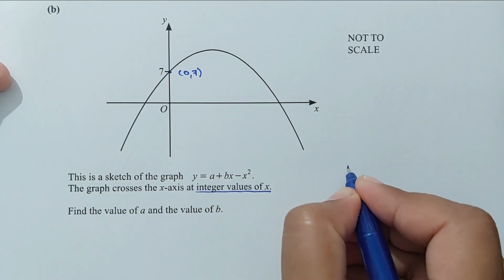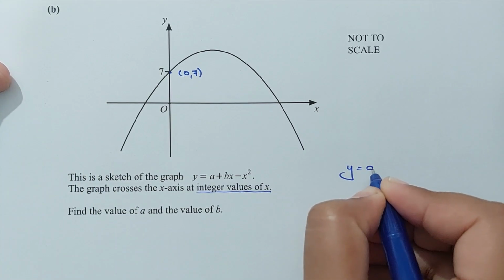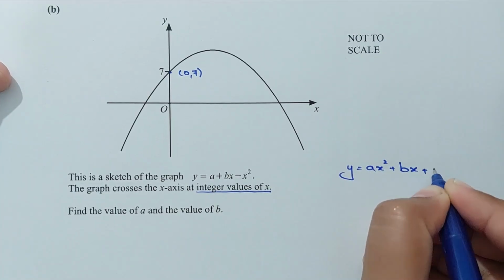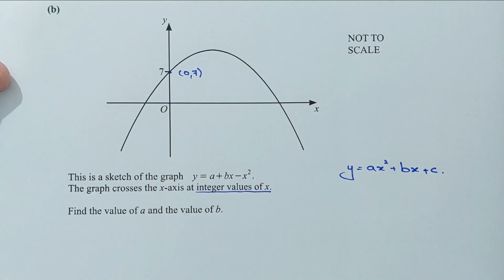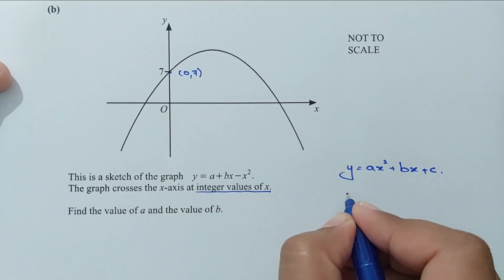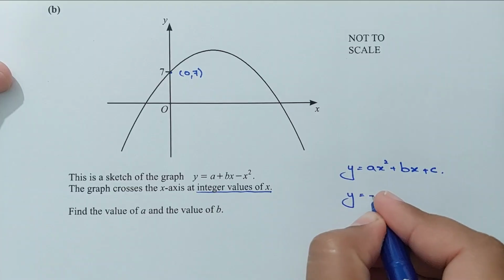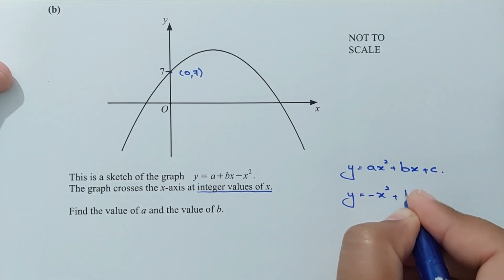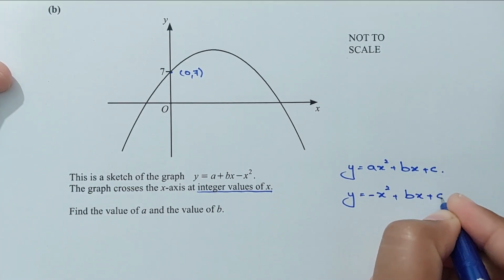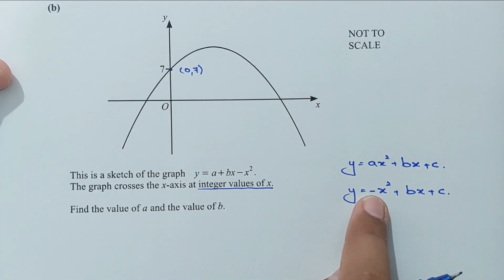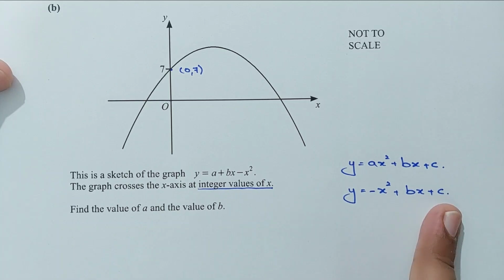Okay, if I rewrite this quadratic equation, y equals ax squared plus bx plus c. This is the standard form of a quadratic equation. Here, the a value is negative, so y equals negative x squared plus bx plus c. The x squared coefficient is negative, so the parabola opens downward. Let me solve for b and c.